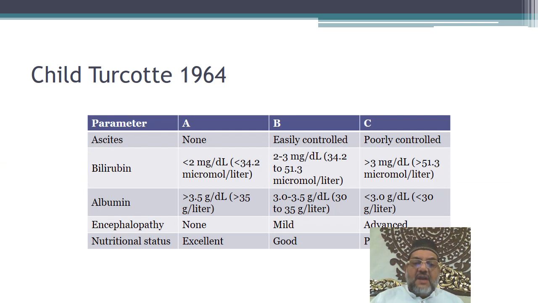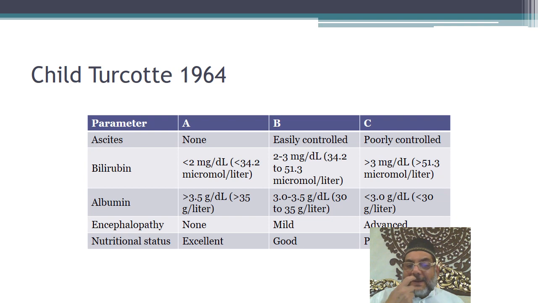This is the Child-Pugh score which was first presented in 1964. The parameters which were taken into consideration at that time were ascites, level of bilirubin, albumin, encephalopathy, and nutritional status. It was classified into class A, B, and C.